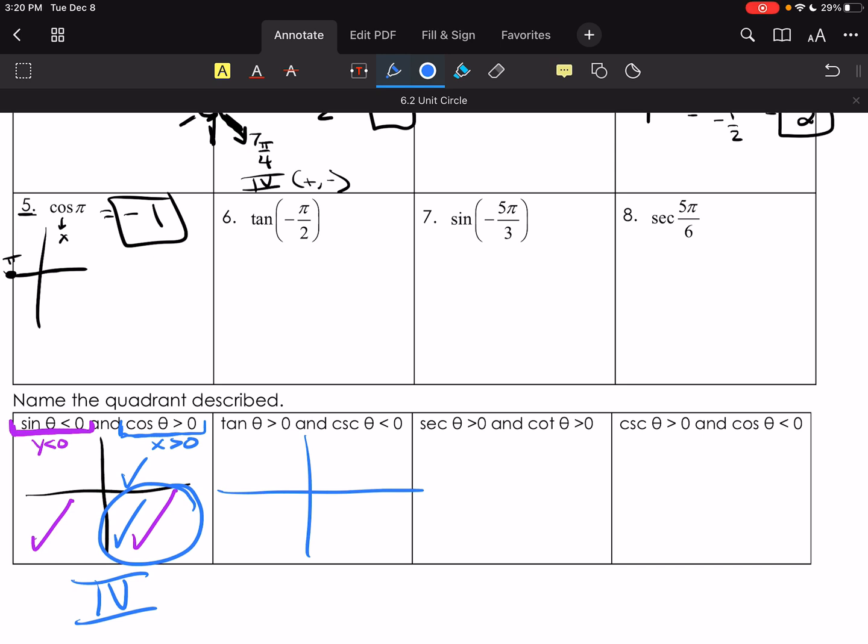All right. First piece, tangent is greater than 0. So that means when I do my division, y over x, I get a positive number. So that means that x and y have to have the same sign. So that means that it's either positive, positive, or negative, negative, right? Negative divided by negative would give me positive, making tangent greater than 0. Cosecant less than 0. Cosecant is 1 over y. Okay, less than 0 means y has to be negative, which would be here and here. Look for both check marks, so this would be quadrant 3.